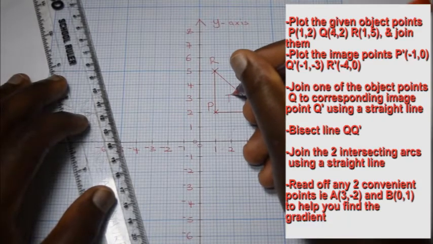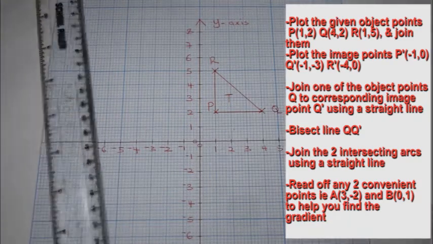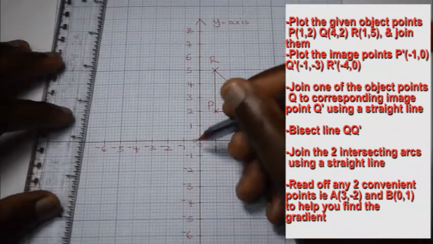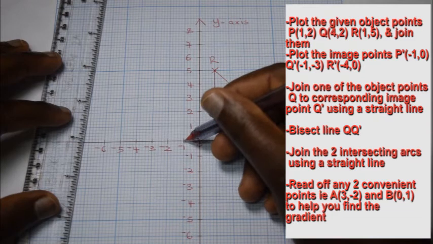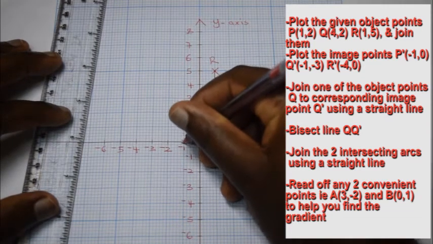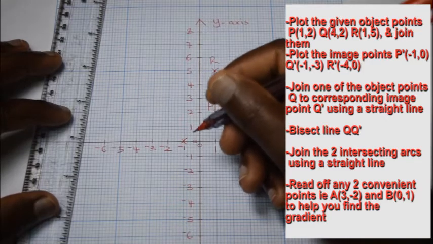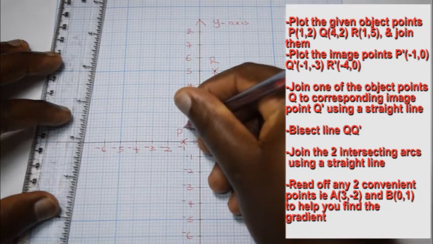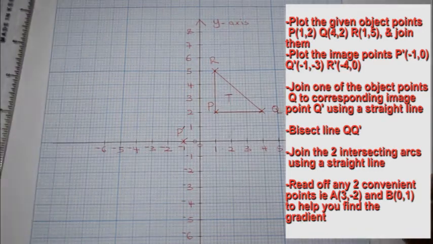Now, let's plot the image points P prime, Q prime, and R prime on the same graph. For point P prime, move 1 step in the negative direction of the x-axis, followed by 0 steps on the y-axis.